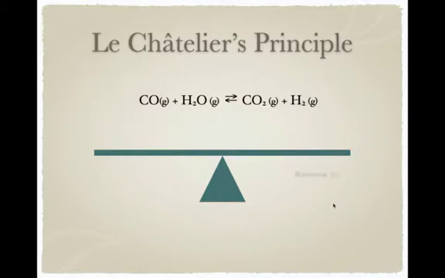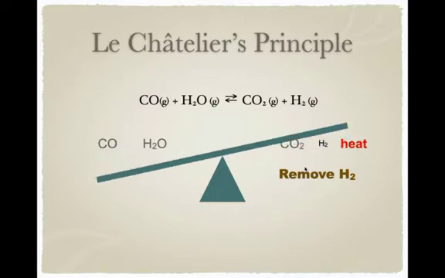Another possible change to this equation is to remove H2. At the beginning, they're all balanced. I take away some of the H2, which makes it smaller. Now there's fewer reactions. The rate has gone down. It's unbalanced.